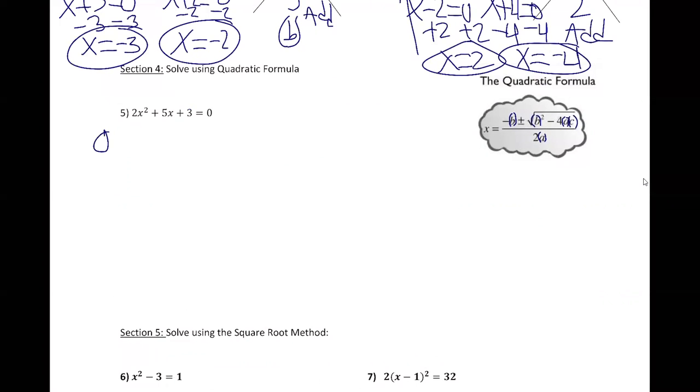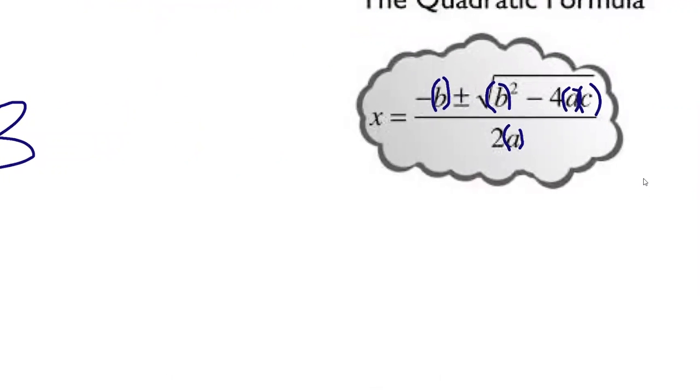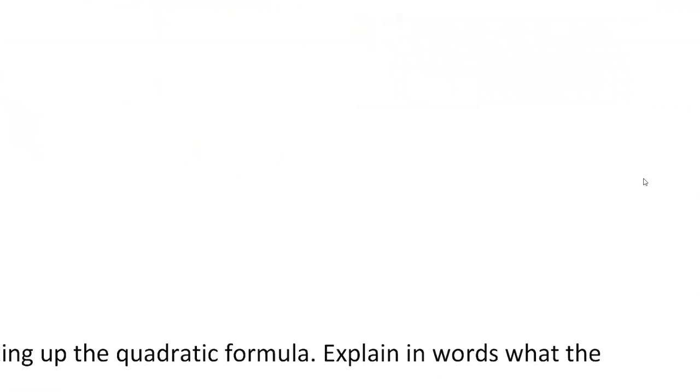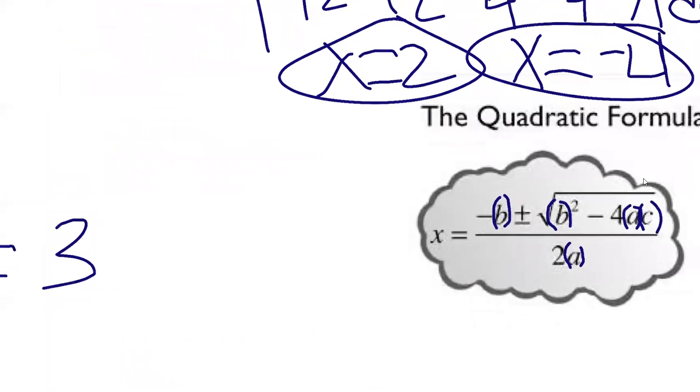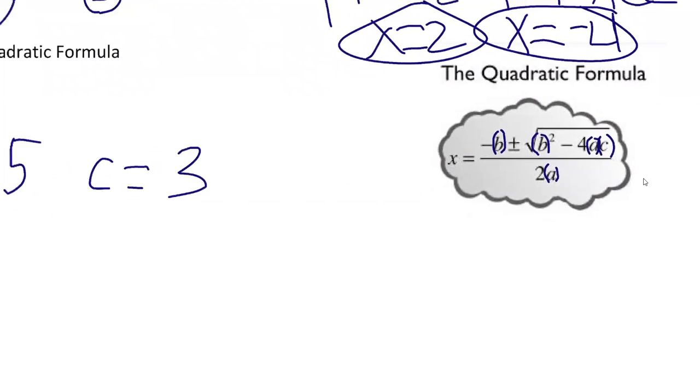But the first thing you want to do is list your A, your B, and your C. So in this problem, our A is 2, our B is 5, and our C is 3, and they're all positives because there's pluses. There's no minuses or anything like that. So this is our formula. I would recommend, I added this myself, that I put parentheses around all my variables, because that's how you're going to want to put it in a calculator.